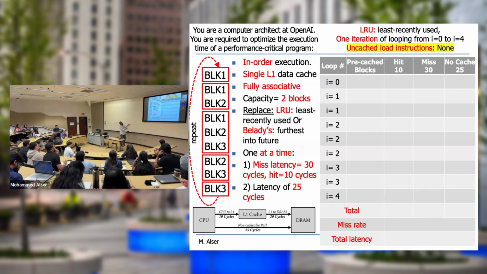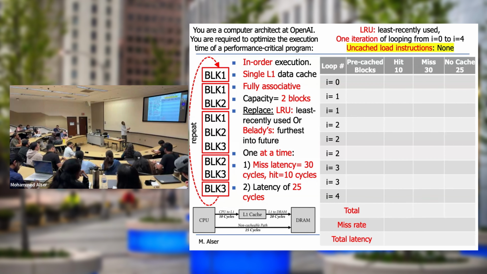Remember, the capacity is 2 blocks, so the cache can only accommodate 2 blocks at a time. Which of these already exist in the cache before I start? Remember, I told you the cache is empty. So the answer for the first row is nothing there. Don't write anything; you can write just dashes.